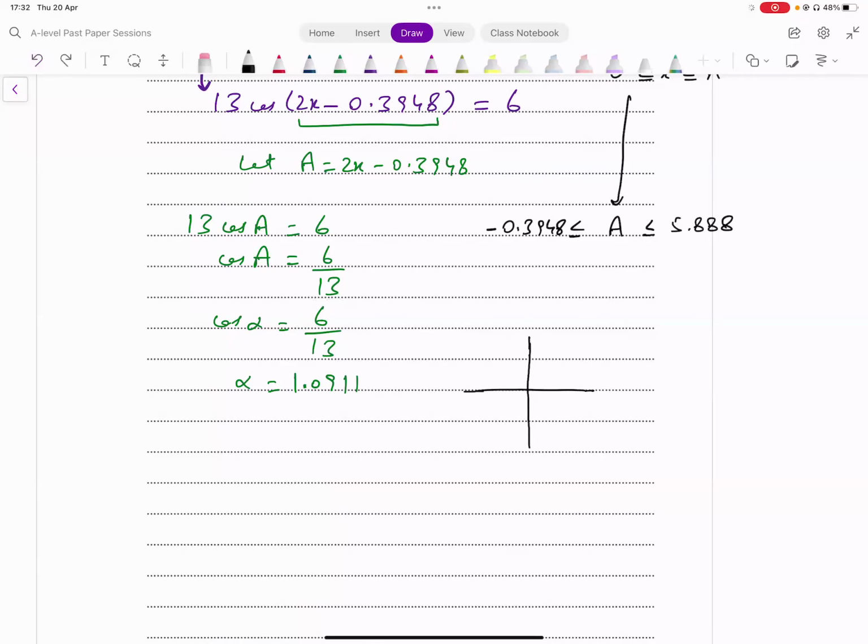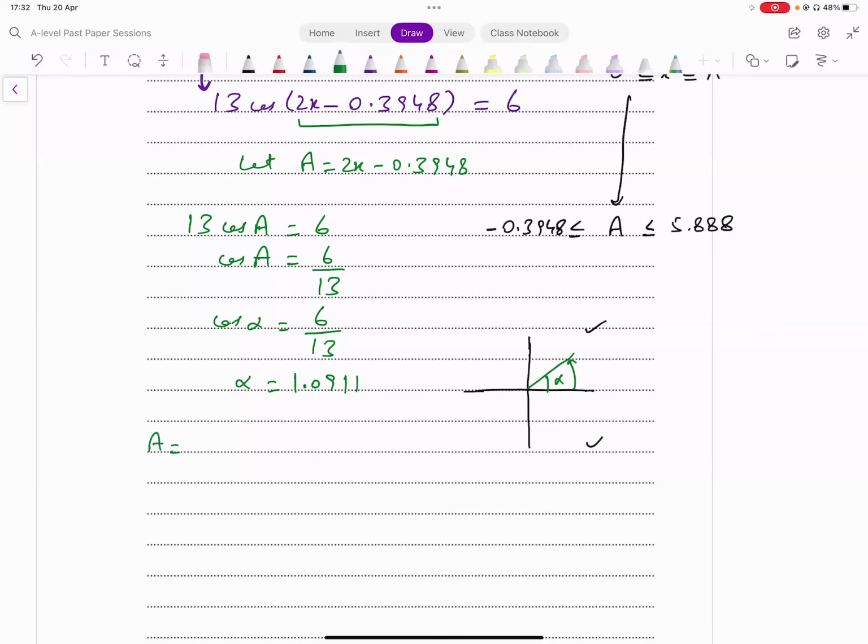Where is cos positive? Cos is positive in the first quadrant and in the fourth quadrant. These are the two quadrants that we are going to consider. Now let's look at the first quadrant. In the first quadrant, what angle do we get? a equals 1.0911. Is that in the interval that we have? Well, that is in the interval, so that's one possible value of a that we have.